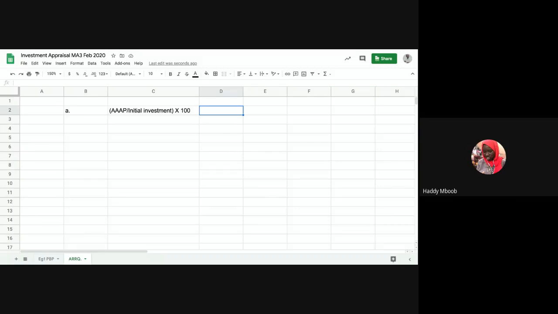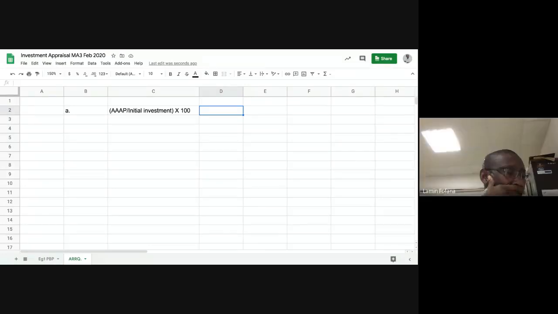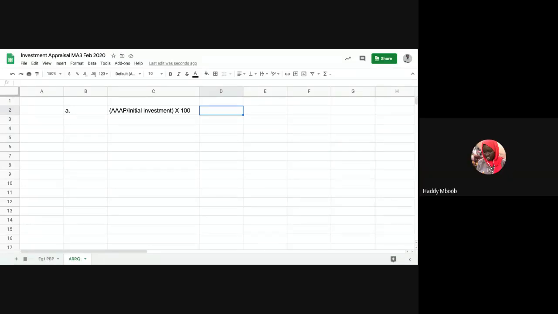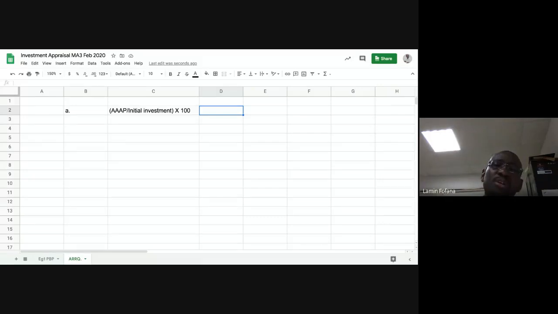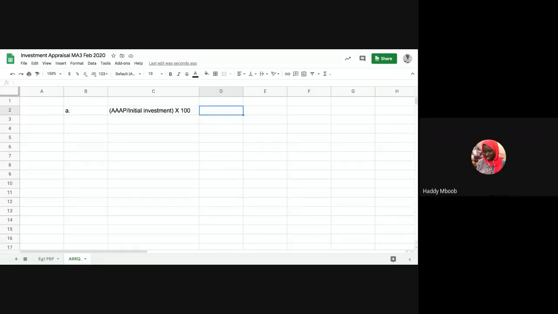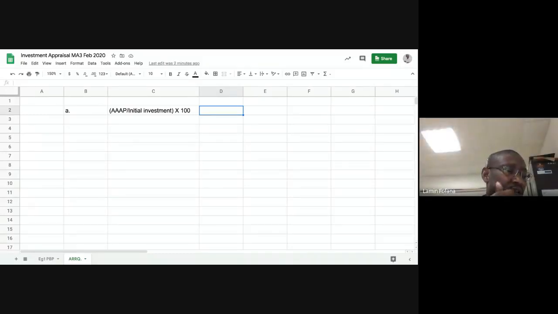The depreciation will be equal to the cost of the asset minus the scrap value, divided by 5 years. That will be the annual depreciation. Yes, I'm talking about the total depreciation. So the total depreciation, just like you've said it, is the cost of the asset less the scrap value. That will give you your total depreciation.